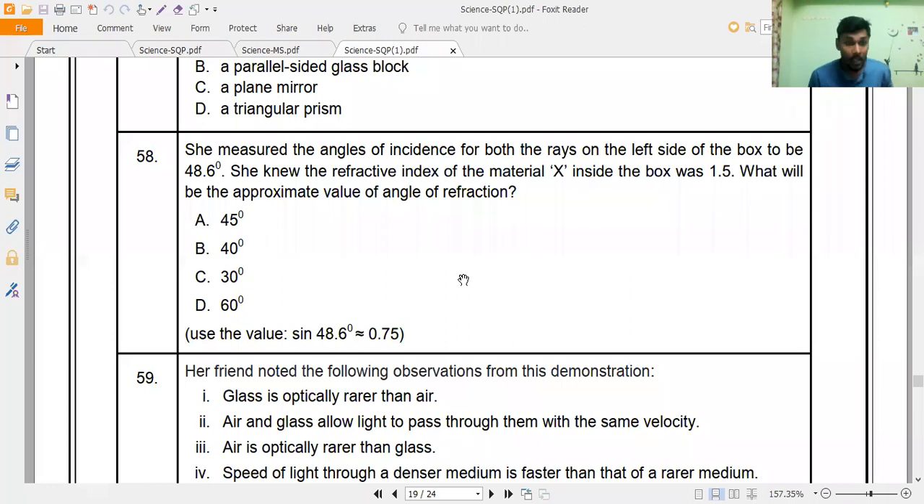Now you can see this question. Please, all of you see this question, the 58th question in your sample paper.